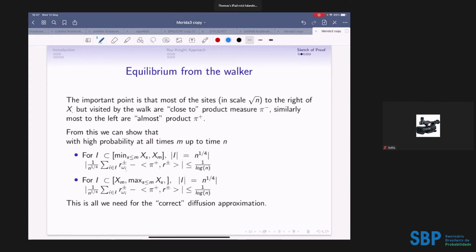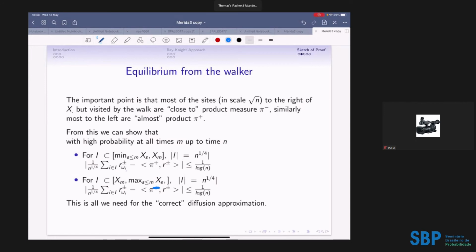The averages of the R processes, we can prove everywhere, should be very close to the average for pi plus, for both functions. And to the right, this is my mistake. I made a mistake, this should be a minus here. To the right, if I is an interval within here, and I is of length n to the quarter, you should have this. You should be very close to R plus.